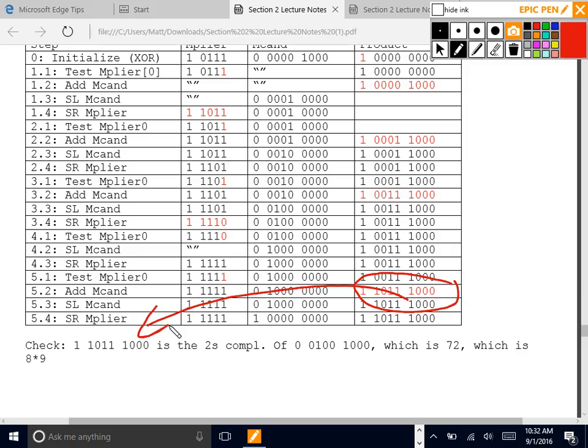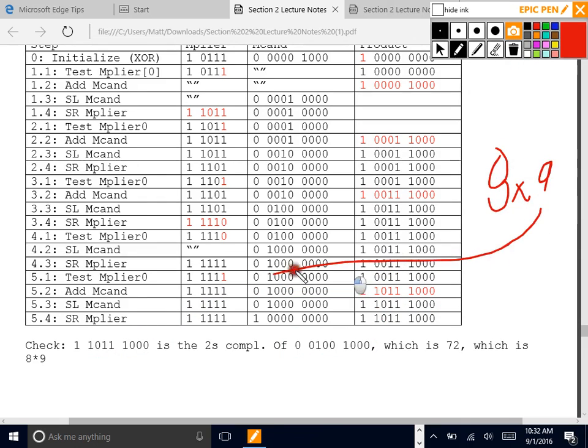We take the 2's complement. We get 1 of this sum here, which is 1, 1, 0, 0, 1, 0, 1, 1, 1, 0, 0, 0. Take the 2's complement, we get this value, which is 72, which is 8 times 9. So if we take the 2's complement of that, it becomes 8 times negative 9, which is our correct answer.